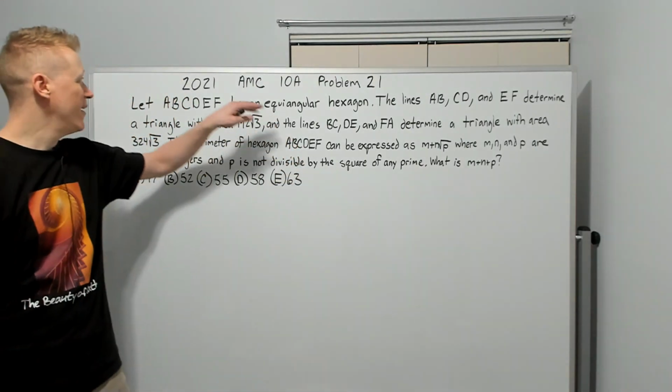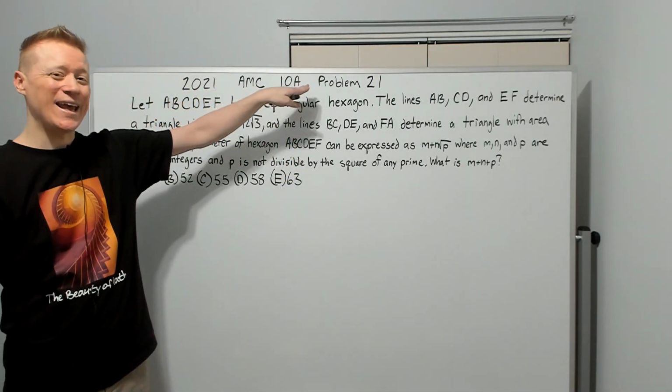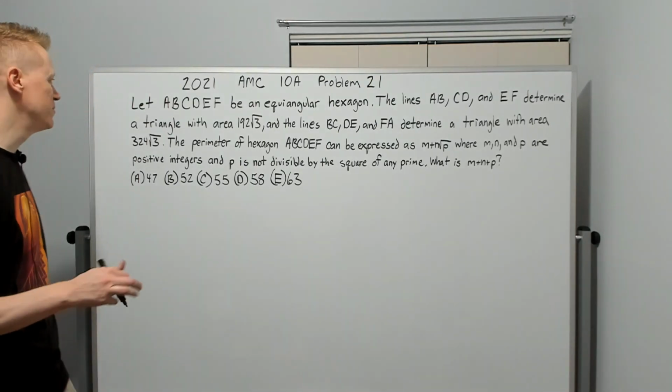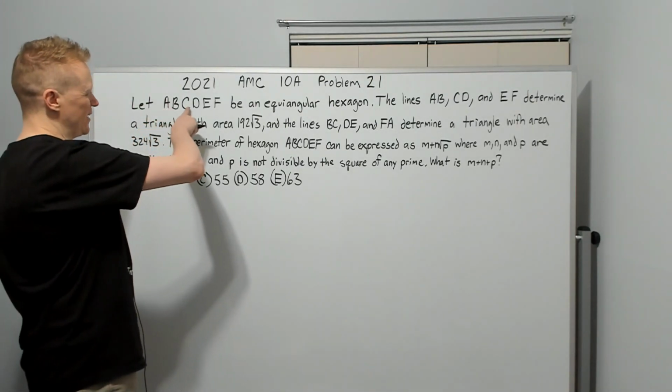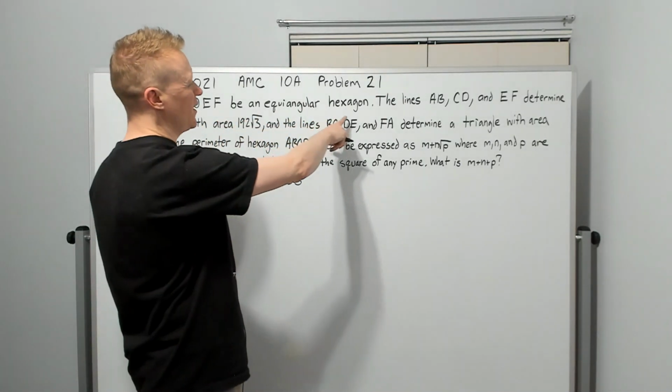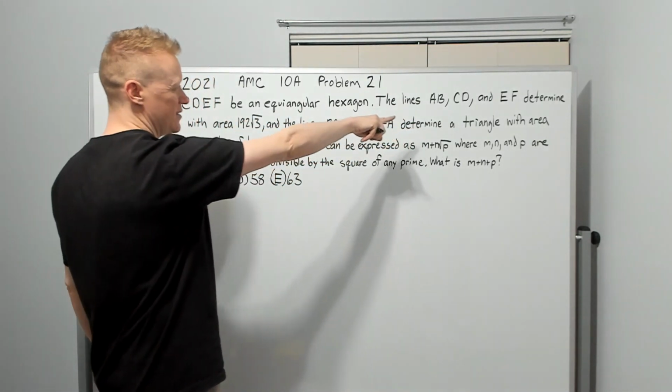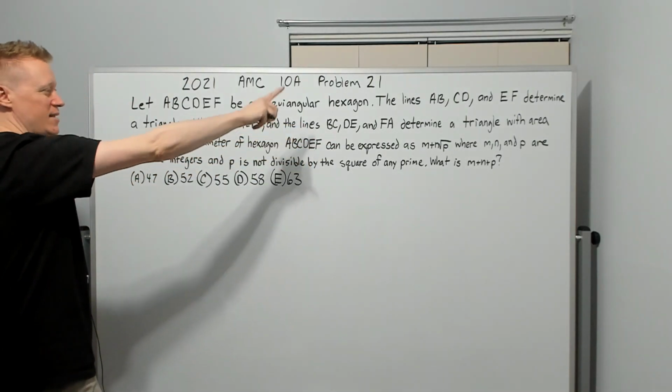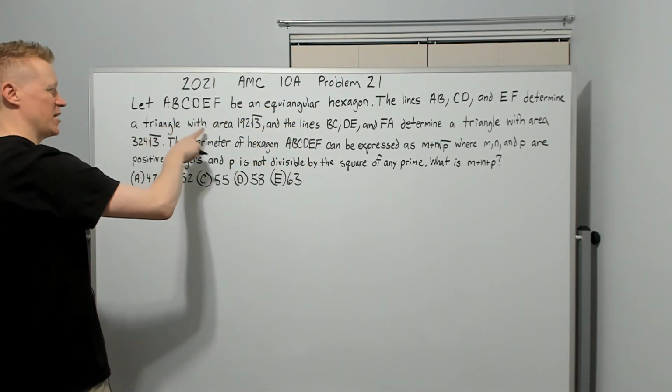All right, and now we are on the 2021 AMC 10A problem 21. Let ABCDEF, which is another way to say A, B, C, D, E, F, be an equiangular hexagon. The lines AB, CD, and EF determine a triangle.